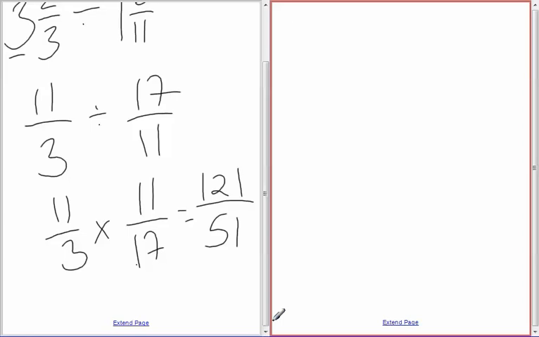Okay, we're running really tight on time. What did you get? Did you get 2? What was that? 2 and 51sts? Anybody else get this? Another. Very good. All right. So very nice. And that is how we divide fractions, mixed numbers, and improper fractions.